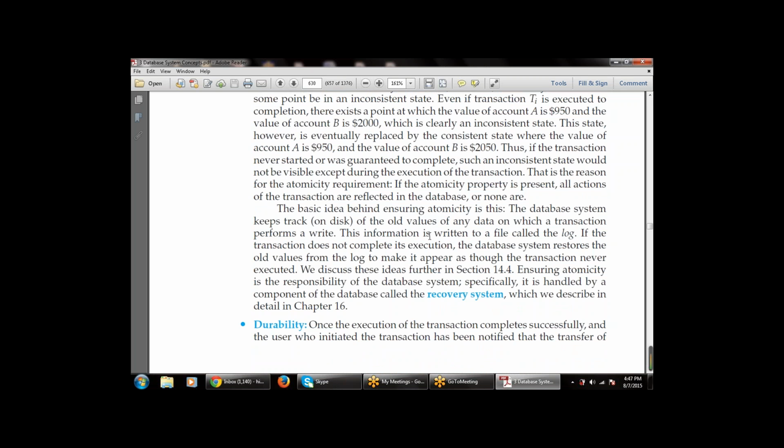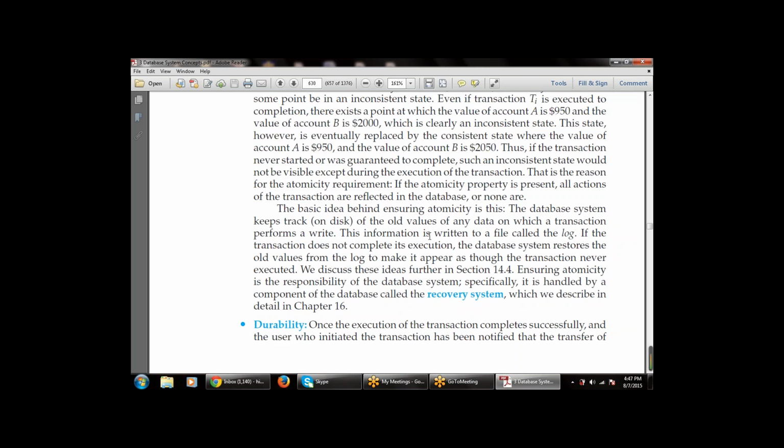So if we have made a change, that is x equals x plus 40, and after the write there is a system crash, that means the data cannot be updated or changed. Rather, the database system picks up the old data, that is the value before x plus 40, from the log that is maintained in the database system.